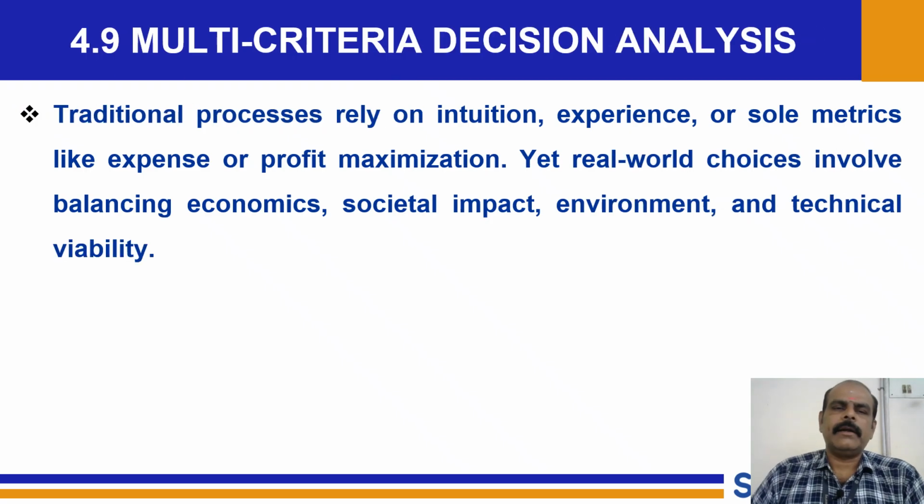So basically, traditional decision making processes rely on intuition, experience or solid metrics like expenses or profit maximization, but real world choices involve balancing economics, societal impact, environment and technical viability. So usually, take the SWOT analysis, or the last tool we discussed, which was Pareto. Everywhere you see, some sort of intuition or experience was playing a very crucial role.